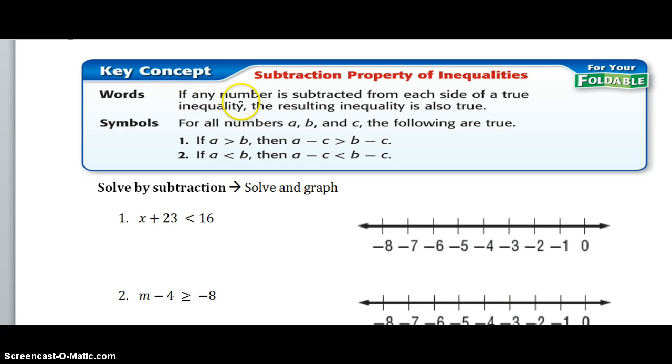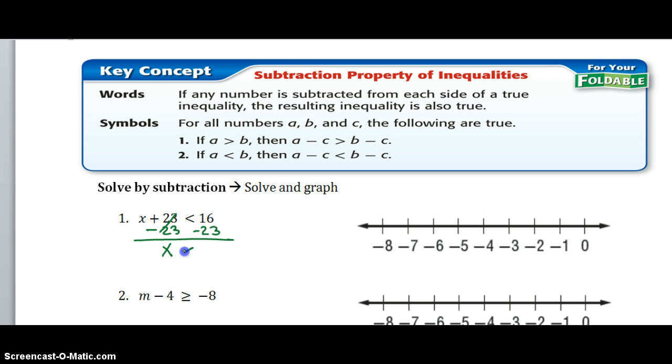All right, key concept when we're talking about subtraction, the exact same thing as addition. If A is greater than B, if I subtract the same amount from both sides of the inequality, then the inequality stays true. So here we go. Let's subtract 23 from both sides.